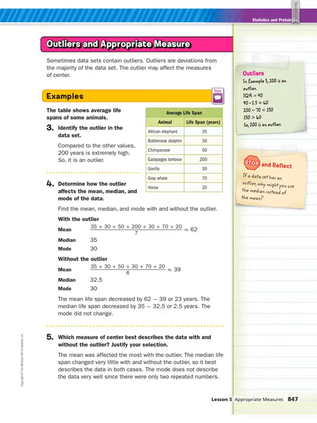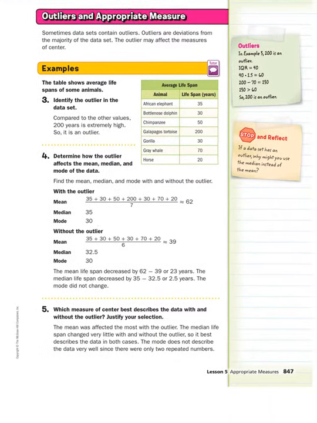So here's how you would answer that question. After you find those answers, it's a lot of work. Think of it. 6 things you got to do. Then you got to say what happened. The mean lifespan decreased by 62 minus 39, or 23 years. The median lifespan decreased by 35 minus 32.5, or 2.5 years. The mode did not change. So basically, they subtracted mean minus mean, median minus median, and mode minus mode. Didn't change to say how much they changed. So that's what you got to do in that example.